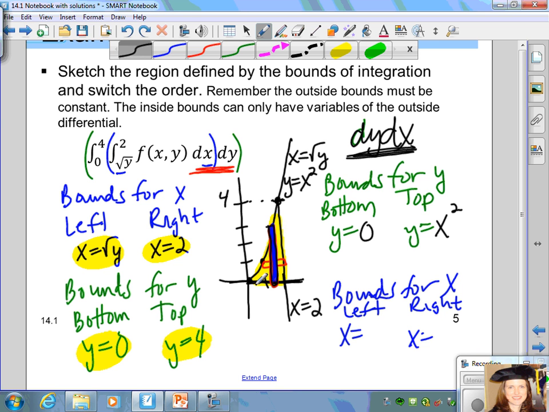If you slide that rectangle all the way to the left, that smallest x over here is going to be 0. And if you slide that all the way to the right, that largest x is going to equal 2. So now these are our new bounds of integration.